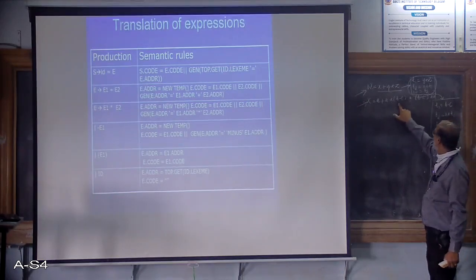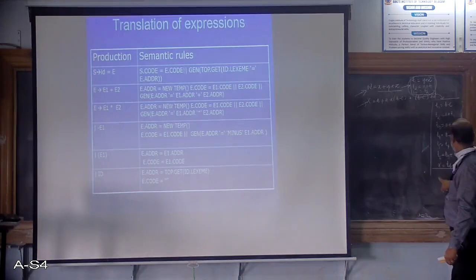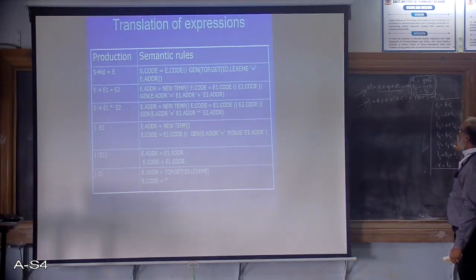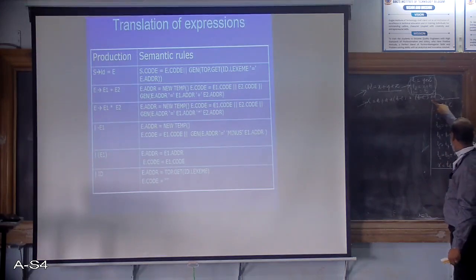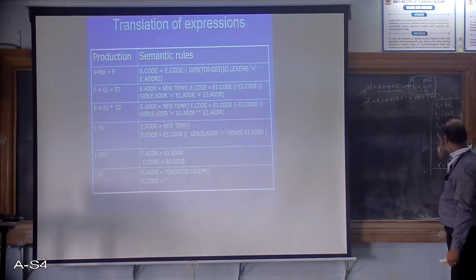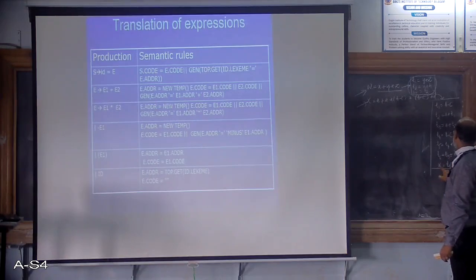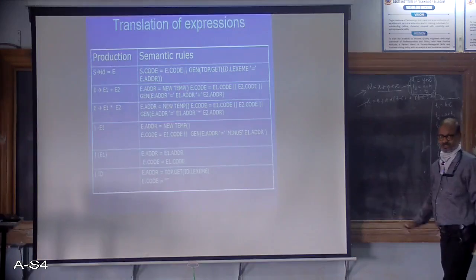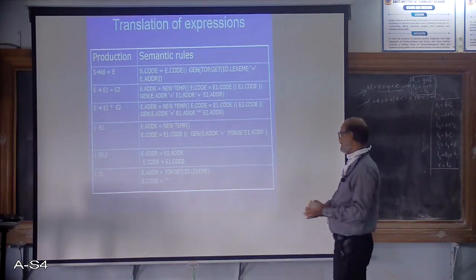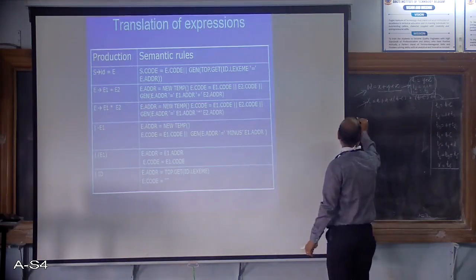Next is again B minus C, this B minus C, so that is in some temporary, so T4 equal to B minus C. Next, this star, so I have T5 equal to T4 into D. Then this, that is T6 equal to T3 plus T5, and then X equal to T6. So this is what is to be generated for this assignment statement. Okay, now let us see how it can be done.